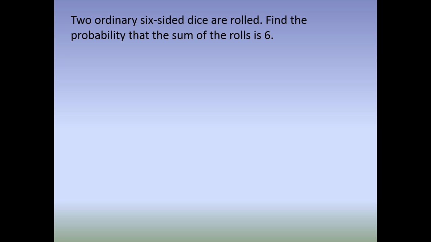Now let's look at something a little more complex. 2 ordinary 6-sided dice are rolled. Find the probability that the sum of the rolls is 6. Now what makes this a little more complex is we're looking at what happens when we roll 2 dice, not 1, and we're looking at what happens when we add those 2 numbers together.